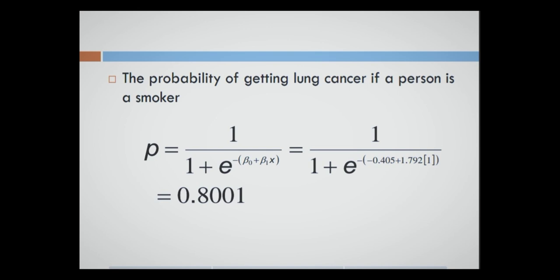We also can find the probability of getting lung cancer if a person is a non-smoker. Replace x here with 0, and you will get the probability of a non-smoker getting lung cancer. Or it is just 1 minus the value of 0.8001. Okay.